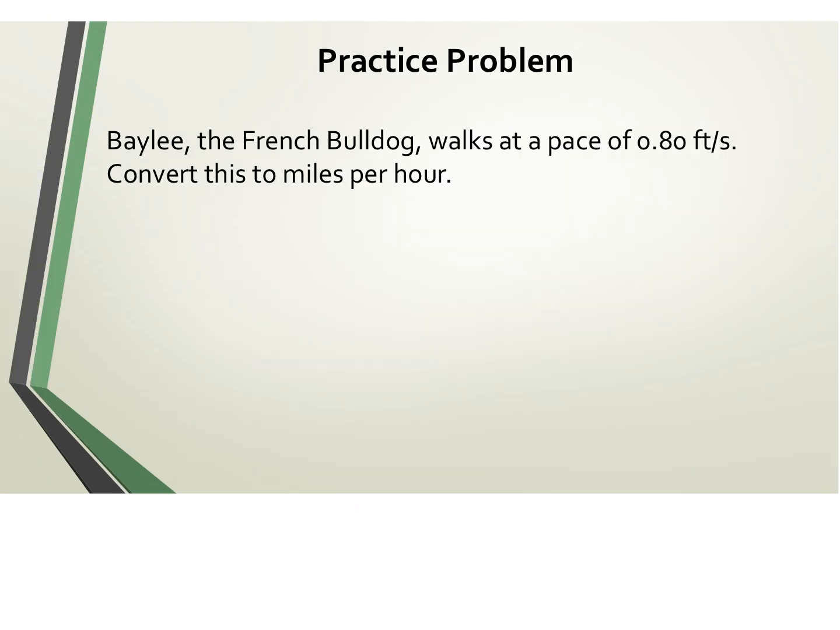Okay, one last practice problem. Bailey, the French bulldog, walks at a pace of 0.80 feet per second. We're going to convert this to miles per hour. So this problem is pretty much identical to the previous problem. I'm going to start by writing down the number given in the word problem. So you're given 0.80, and feet per second is the same thing as feet divided by seconds. And we're trying to convert this to miles per hour, so miles divided by hours.